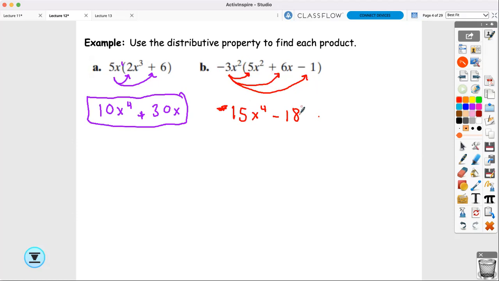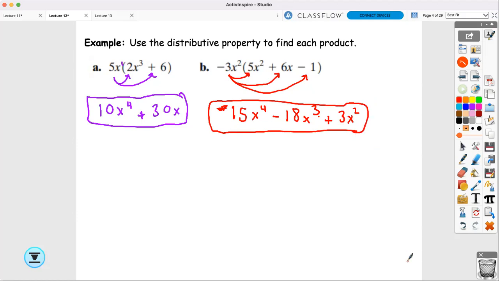And then we have x squared and x, that's a 2 plus 1, which is 3. And then last but not least, a -3 times a -1, 2 negatives makes a positive. 3 times 1 is 3, and then bring the x squared with it. Look at all of our exponents. Do we have any like terms? They're all different, so we are done.